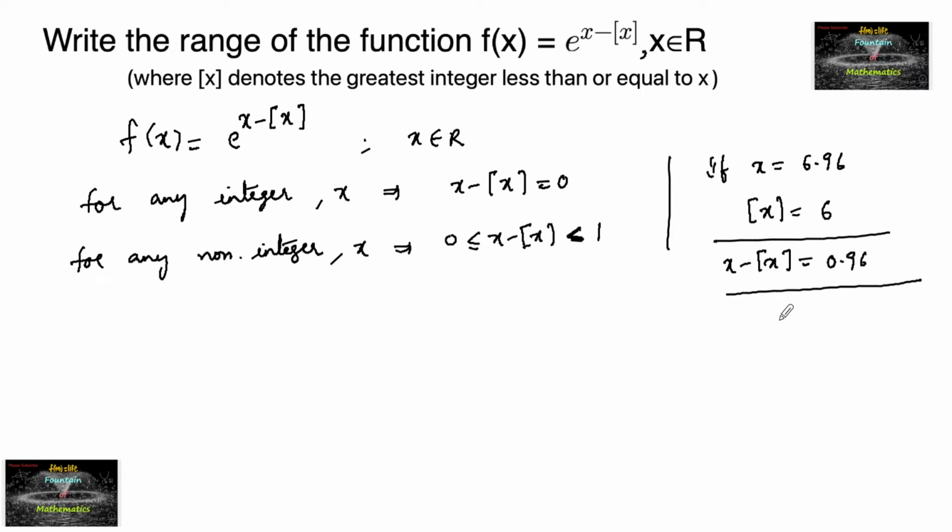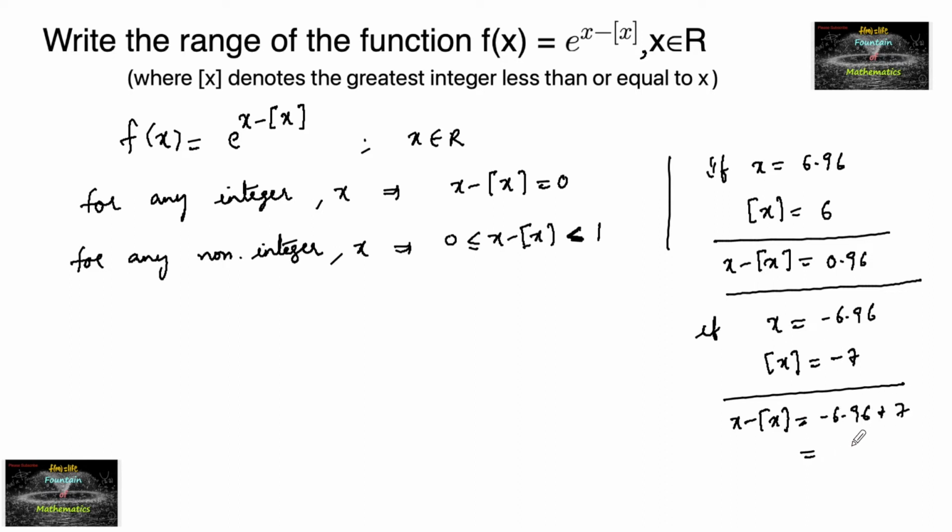And also if we consider a negative number, if x is equal to minus 6.96, then its [x] value, the greatest integer which is less than minus 6.96, is minus 7. So x minus [x] is minus 6.96 plus 7, that is 7 minus 6.96, which gives 0.04. So either way you get only decimal numbers lying between 0 and 1. For integers it is equal to 0, and for non-integers it always lies between 0 and 1.